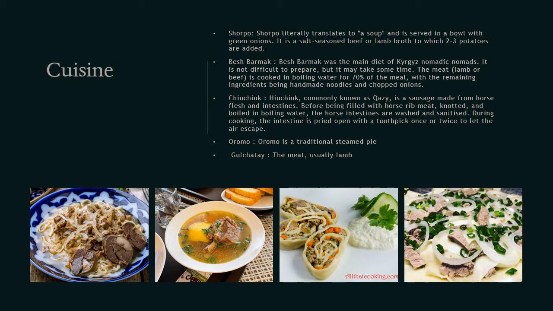The third one here in my pictures is the oromo, a traditional steamed pie, and the fourth one is lamb, usually meat or lamb, with green onions cut on top of it, as you can see.